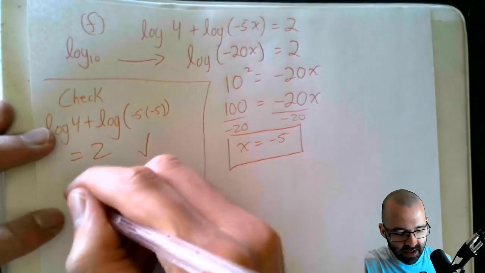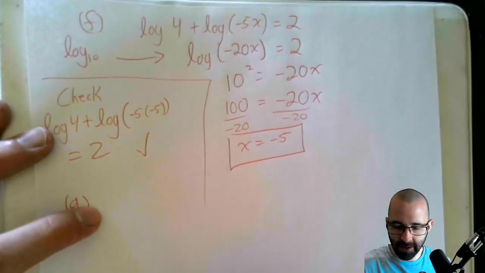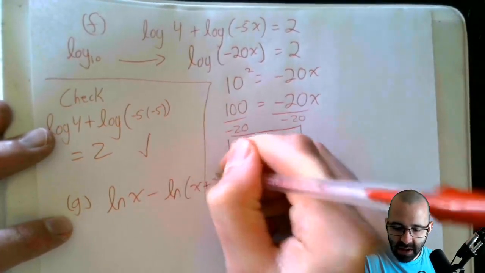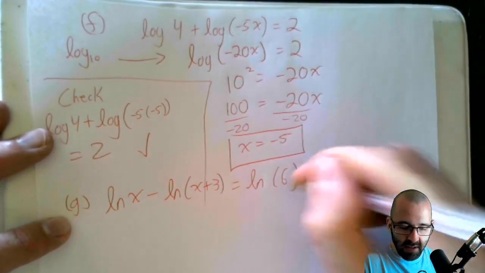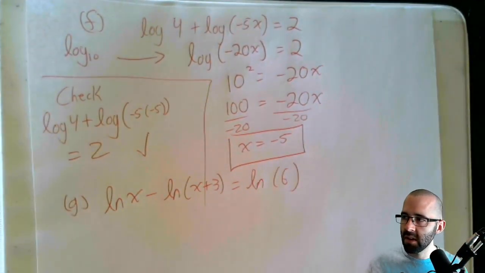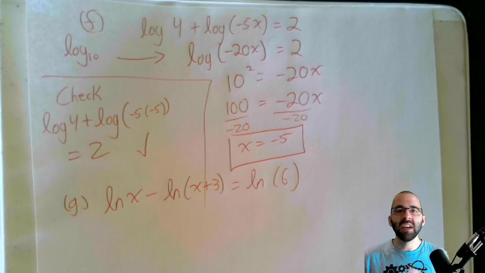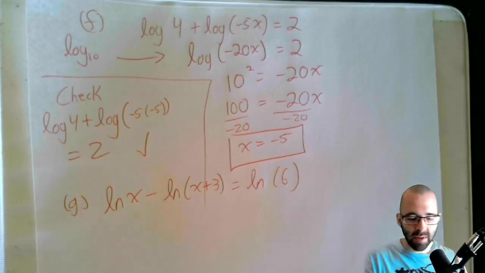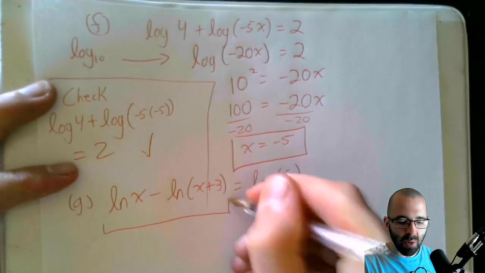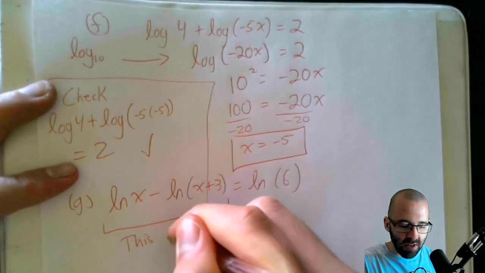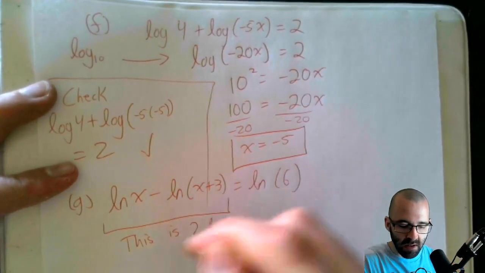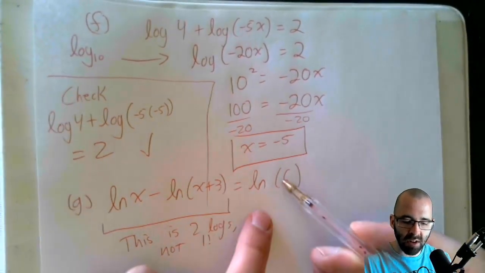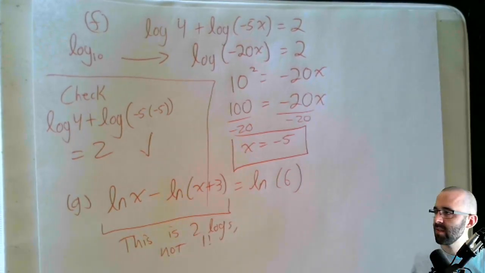Let's do part G. G as in good gravy. This problem is fun. The natural log of x minus the natural log of x plus 3 equals the natural log of 6. Remember what I said before. If one natural log equals another natural log, then their insides have to be the same. But this is not one natural log. This is 2 logs, not 1. If this were only 1 log, and we had a log equal a log, their insides would be the same.